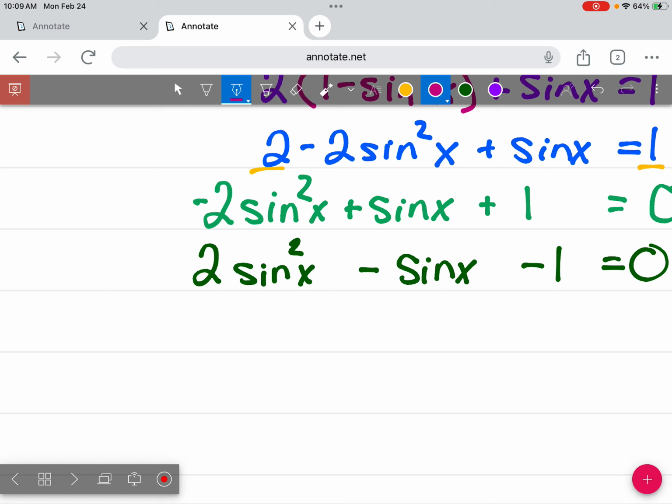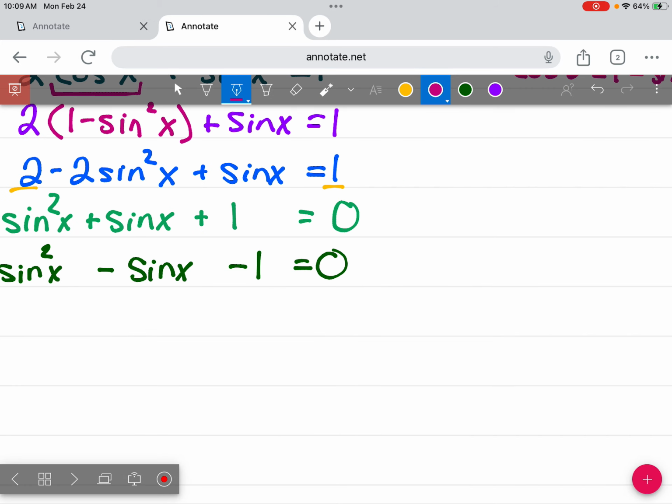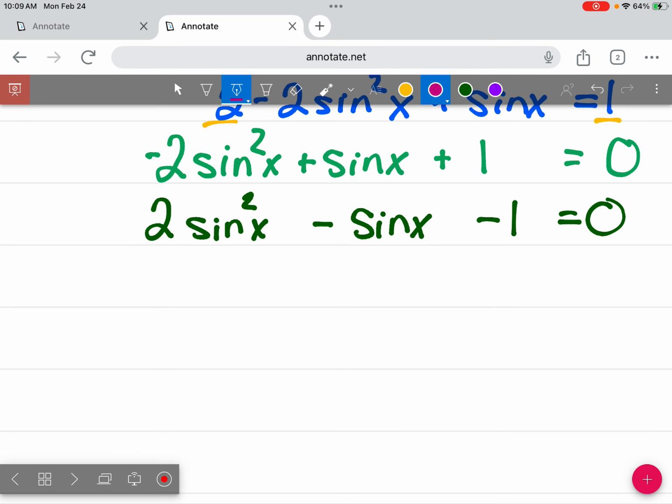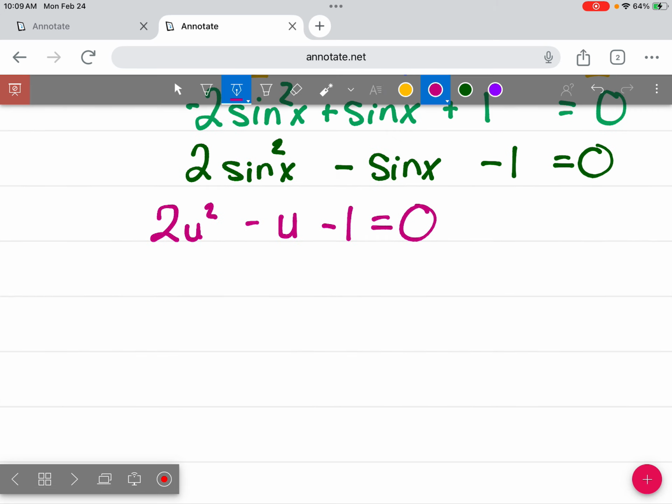A u substitution. What are we going to set our u equal to? Sine of x. By replacing sine of x with a u, that's going to switch this down to be 2u squared minus u minus 1 equals 0. Where can we go from there?